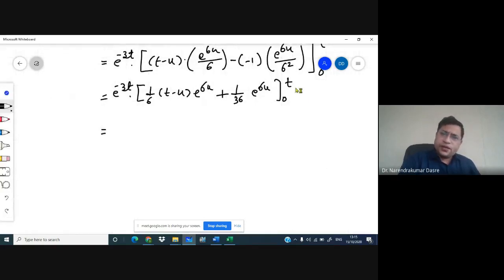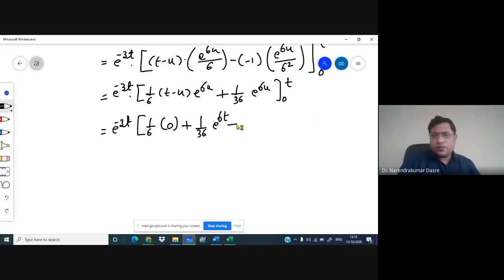Now let us apply this value. So e raised to minus 3t, 1 by 6. If I put t, so t minus t is going to be 0, plus 1 by 36 e raised to 6t minus. We are using the lower limit, so that's why minus. I am putting the value of u, so this is going to be 0. So 1 by 6 into t, and then e raised to 0 you have, so it is going to be 1 minus 1 by 36, and this term, if I put u equal to 0, it's going to be 1. So that's what we have.